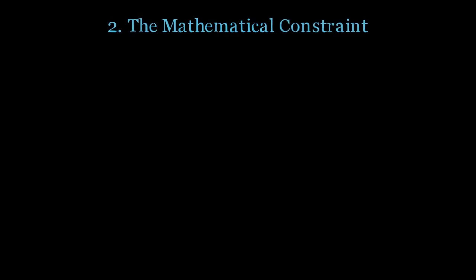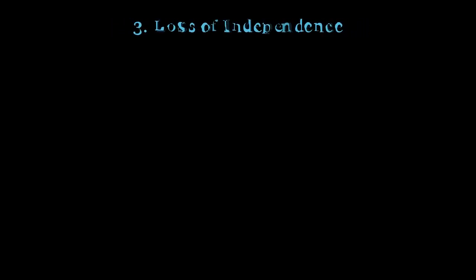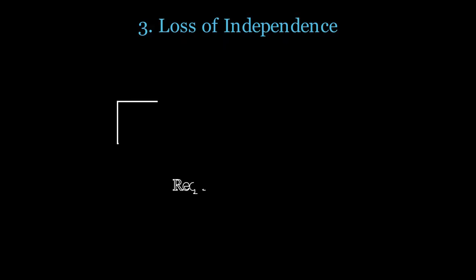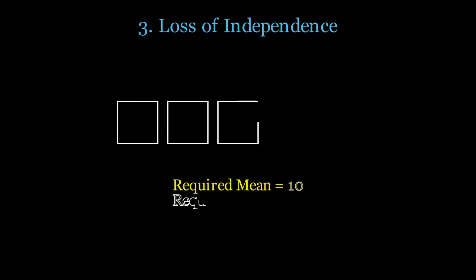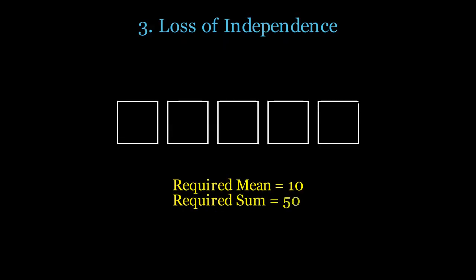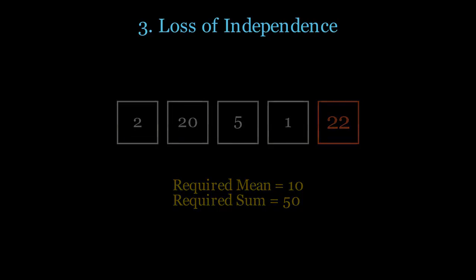Let's visualize this loss of independence with a practical example. Suppose you have a sample of 5 numbers, and I tell you that their average must be exactly 10. For the sum to balance out, the total of these numbers must be 50. Now, I give you the freedom to choose the first 4 numbers completely at random. You can pick 2, 20, 5, and 1. You had total freedom for those 4 slots. But the 5th number, you have 0 freedom. To reach the required sum of 50, that final number is forced, trapped, and mathematically destined to be exactly 22.